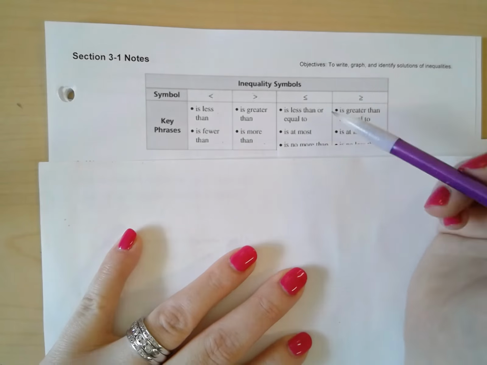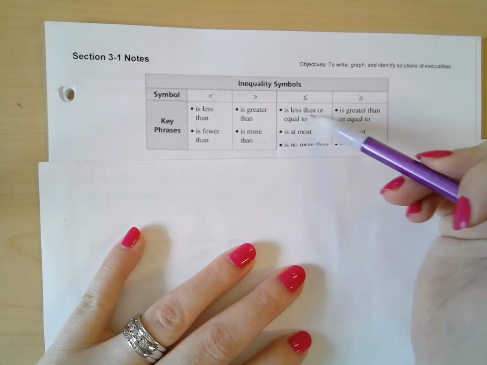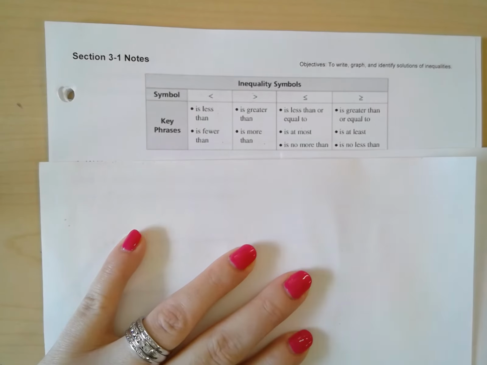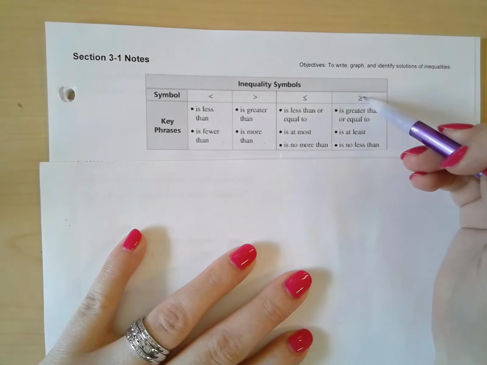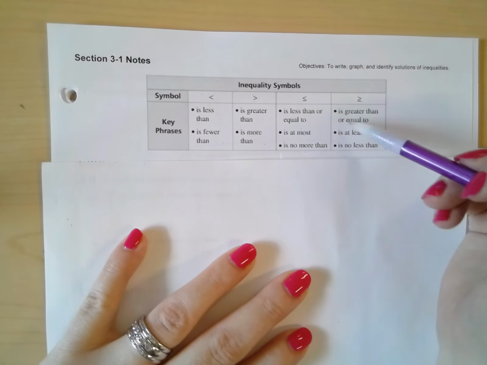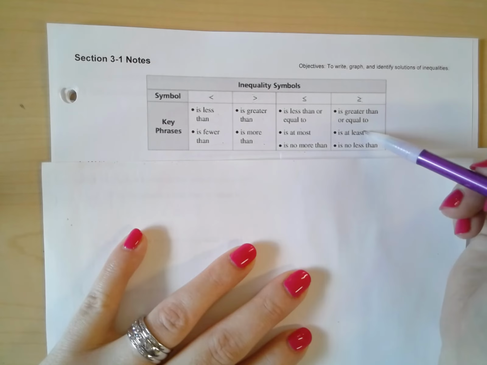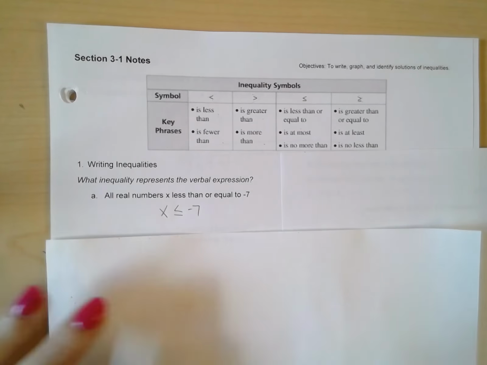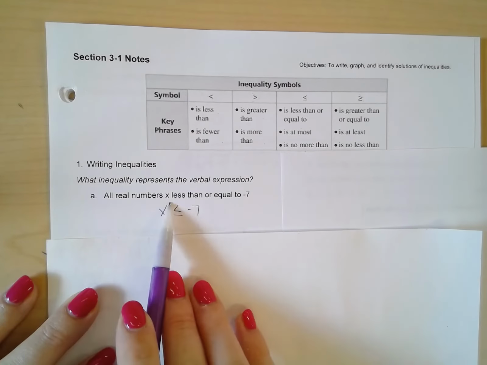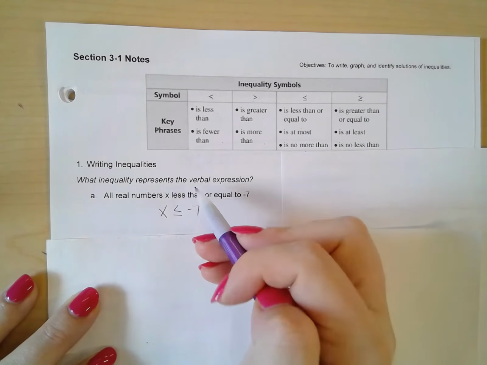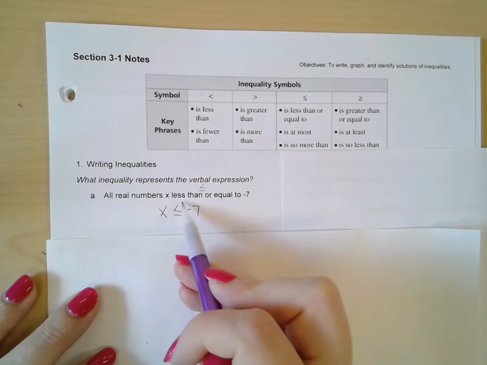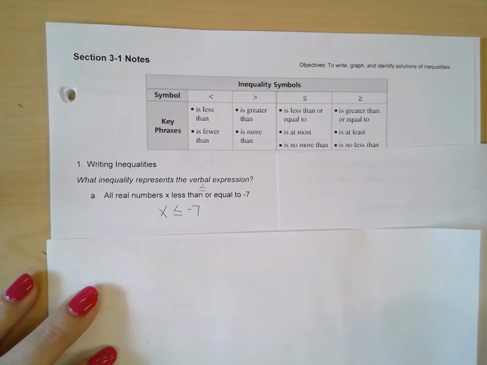When you put the line under them, this ends up being less than or equal to, is at most, is no more than. The greater than sign with the line under it is greater than or equal to, is at least, is no less than. So we're going to start by translating. So all real numbers x less than or equal to -7. So that's just x is less than or equal to -7.